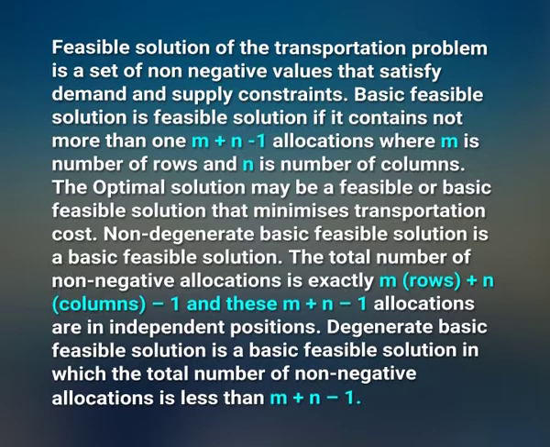Non-degenerate basic feasible solution is a basic feasible solution in which the total number of non-negative allocations is exactly m rows plus n columns minus 1, and these m plus n minus 1 allocations are in independent positions. Degenerate basic feasible solution is a basic feasible solution in which the total number of non-negative allocations is less than m plus n minus 1.